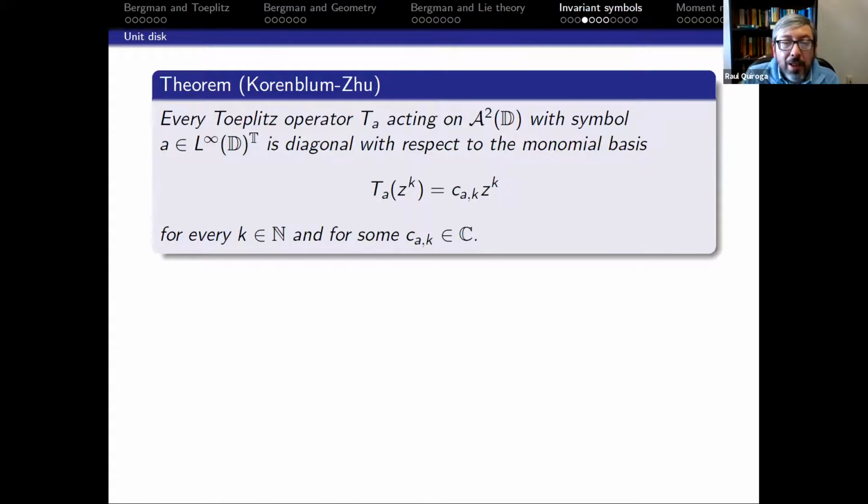Why is this important? H invariant symbols. The first result I know of was given by Korenblum and Zhu. They proved that if you consider a Toeplitz operator acting on the Bergman space on the unit disk with T invariant symbol, radial symbols, they can be diagonalized with respect to the monomial basis.